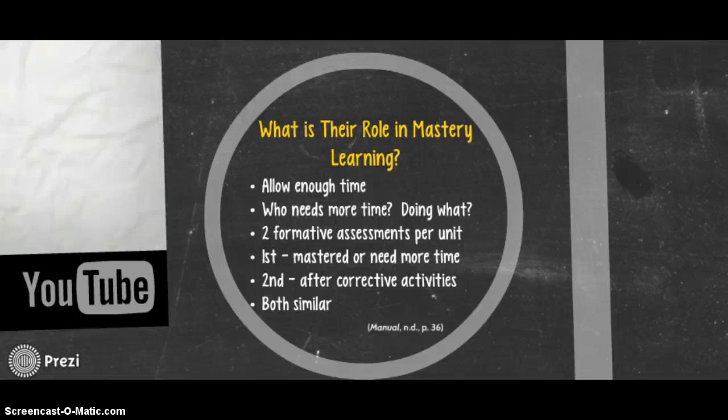The second formative assessment is given after students have completed corrective activities, and only to those students who needed the corrective action. Both formative assessments in the unit should be similar in structure. This allows the instructor to determine the student's real gain in mastery instead of the student's ability to perform better on a multiple choice quiz instead of an essay, for example.